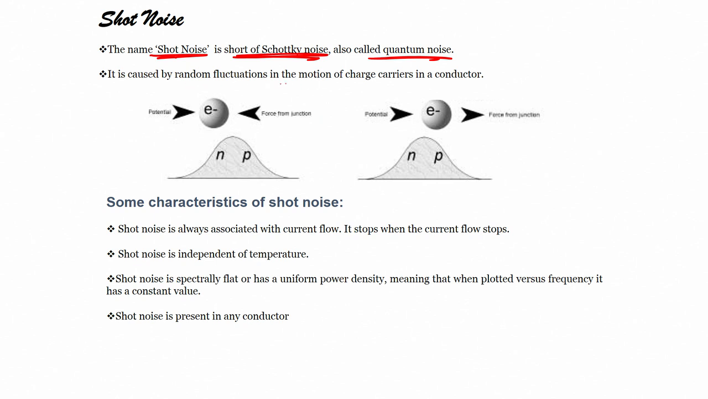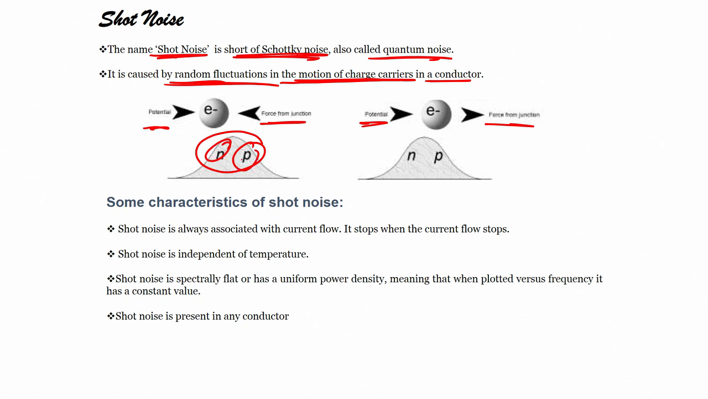It is caused by random fluctuations in the motion of charge carriers in a conductor. You see potential from the junction, if there is N and P, then what will happen? There is a random fluctuation in the motion of the charge carriers, where N is electrons and P are holes. When there are random fluctuations in the motion, this will cause the shot noise. Shot noise is always associated with current flow, okay, and it stops when the current flow stops.